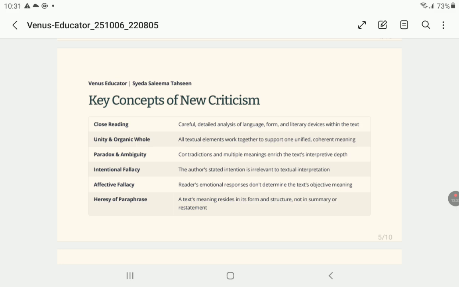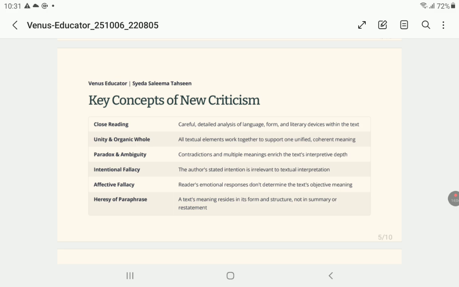Now what is intentional fallacy? The author's stated intention is irrelevant to textual interpretation. It is a kind of mistake, drawing meaning in terms of the author's intention, by his biography and situation. For example, we all know APJ Abdul Kalam's biography. We have learned it many times, while writing PGT, TGT examinations also. We have learned about him, what kind of person he was and all.